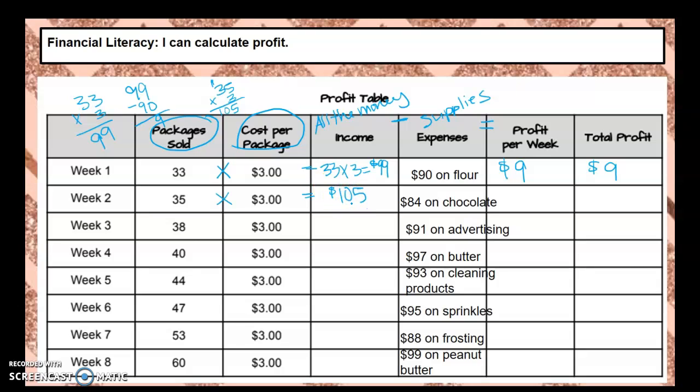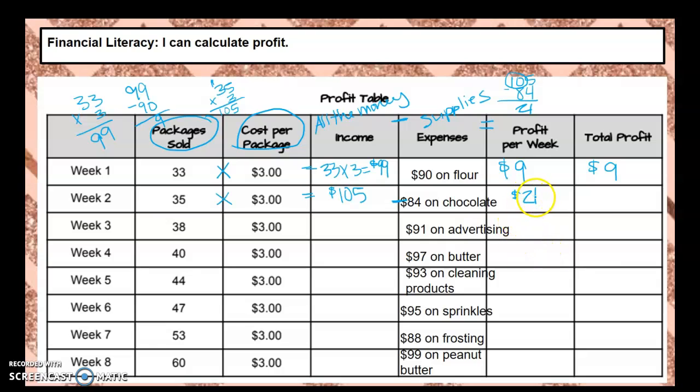Your income was $105, but you had to spend $84 on chocolate, because I guess a lot of people wanted chocolate chip cookies. So now you need to take these and subtract them. 105 minus 84. 5 minus 4 is 1. Now I'm just going to do the whole 10 right here minus 8. You can come over here and borrow, make that 0, but it's still going to be 10. So 10 take away 8 is 2. Look, you had a little bit more profit this week.